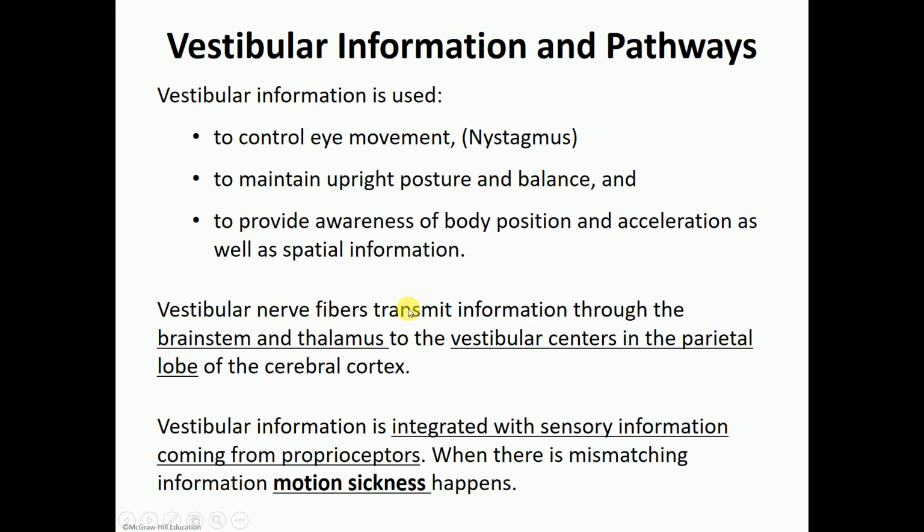Vestibular nerve fibers will then go through the brainstem and then to the thalamus. From the thalamus, it will go to the vestibular centers that are found in the parietal lobe. Vestibular information is obviously integrated with other sensory information coming from proprioception, and if there's a mismatch, that would lead to motion sickness. So let me explain how this works.